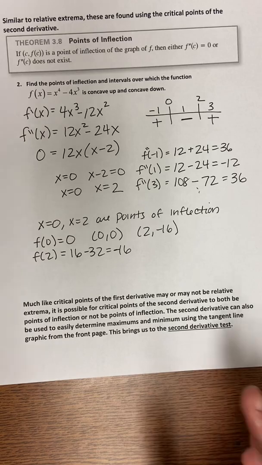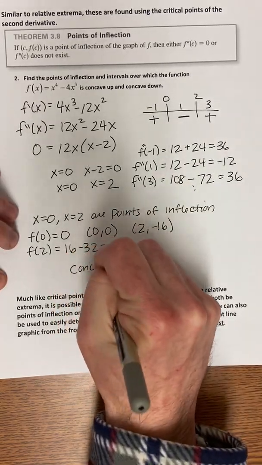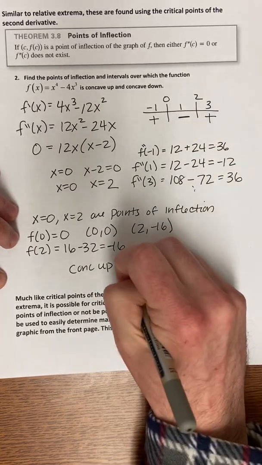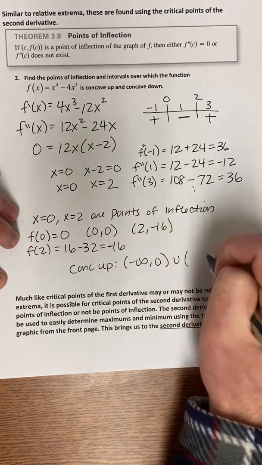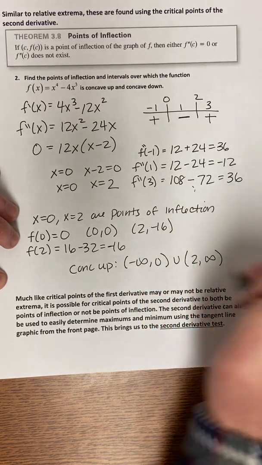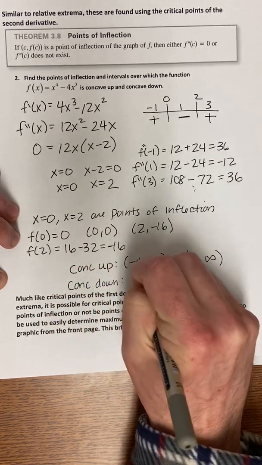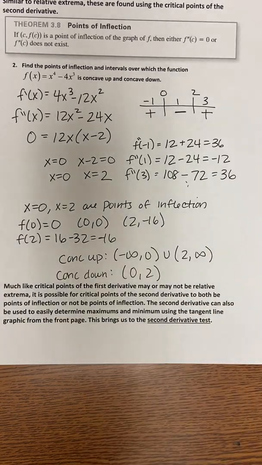And we can also mention where everything is concave up and concave down. We are concave up where our second derivative is positive. So that would be from negative infinity to 0, union 2 to infinity. And we're concave down in the middle there from 0 to 2. So even though both of our critical values there were points of inflection, it is again possible for your critical values not to be points of inflection.